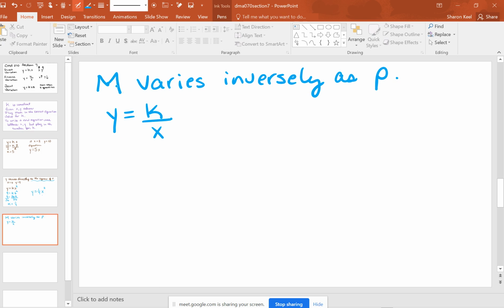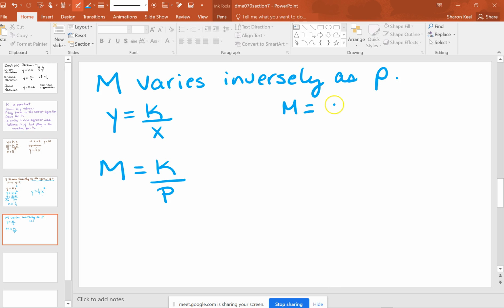Since they use different letters, I'm going to use those letters in the same order as I would the y and the x. The first one being where the y would go. So m varies inversely as p. That just means you're substituting the y and the x with an m and a p, because oftentimes you're going to find they use different letters.